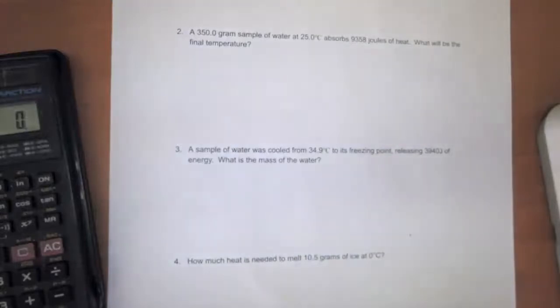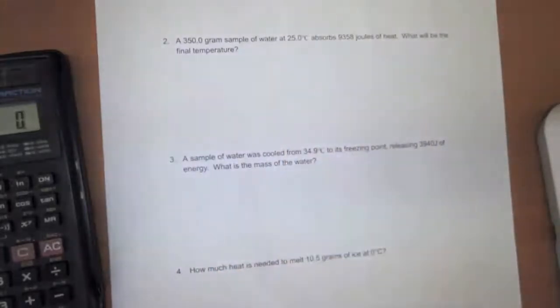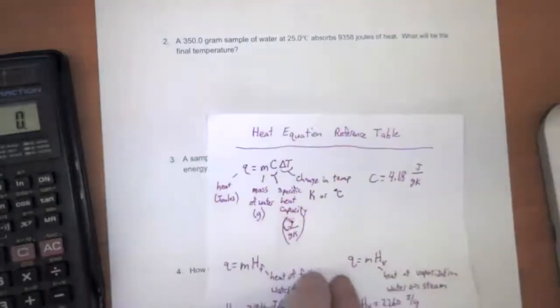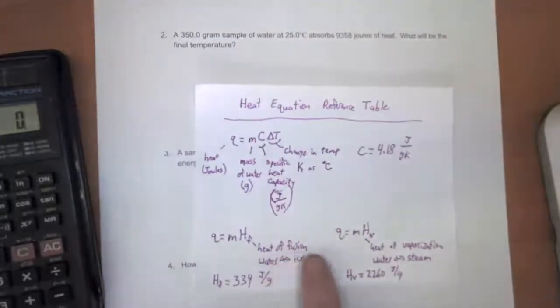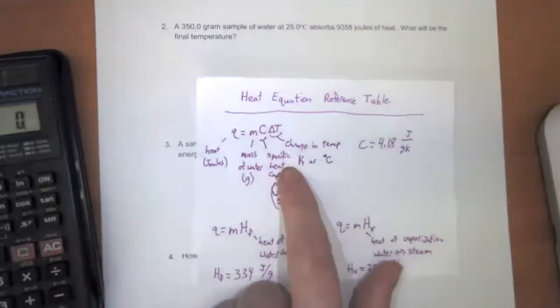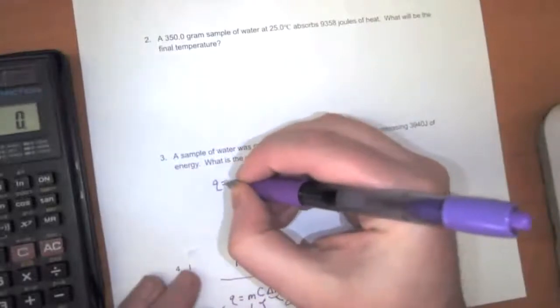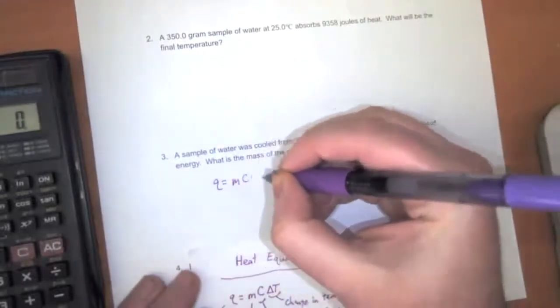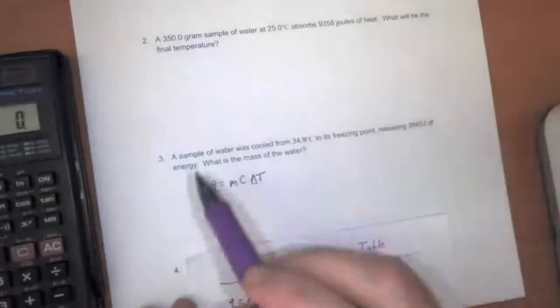One of the things they're having us assume in this problem is that it's going to its freezing point, but it's going to stay liquid water. It's not going to turn into ice for this problem. So looking at our reference table, we're going to avoid the heat of fusion and the heat of vaporization. So once again, we're on our Q equals mc delta T equation. Q is equal to mc delta T. Once again, we're going to put in all of the numbers we know from the problem.